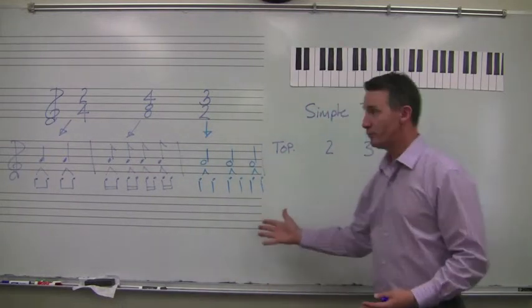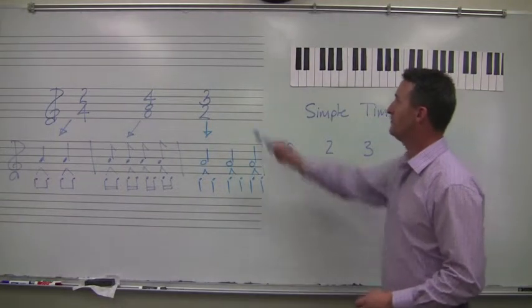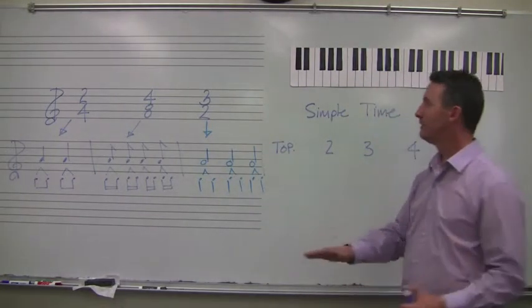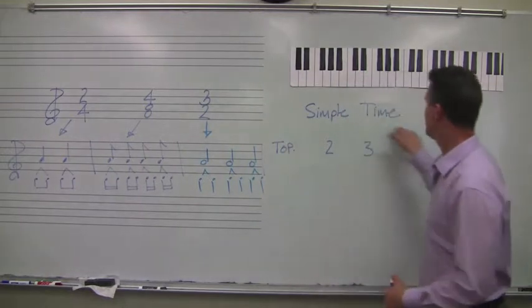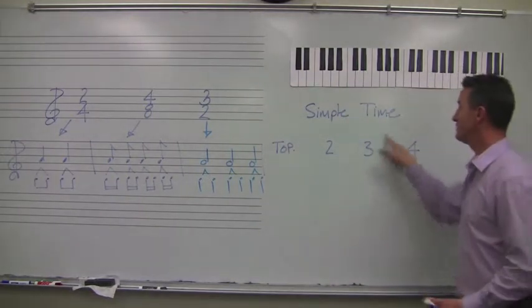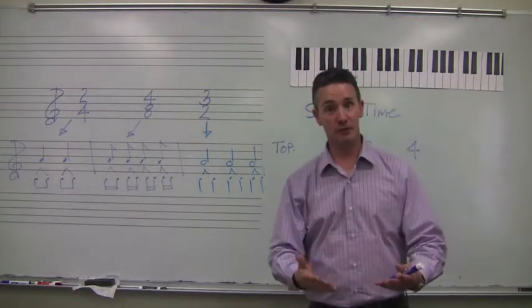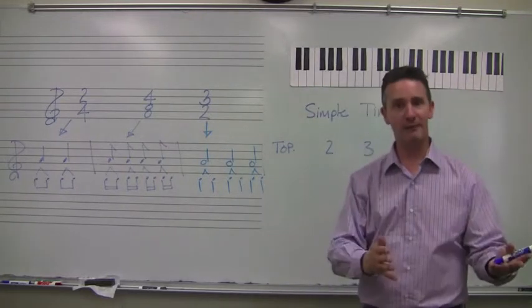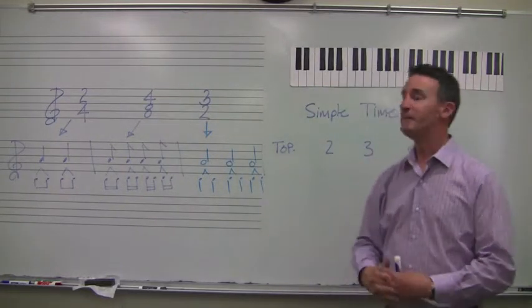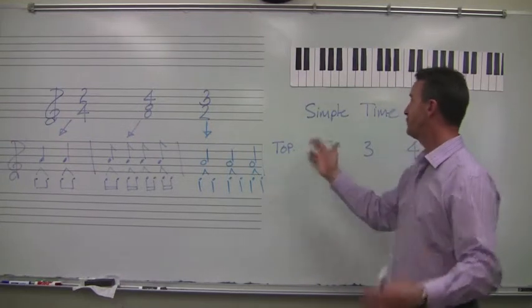And the same then will be true of this next one. Here we have 3/2 time. Again, the 3 on the top tells us it's simple time. It's 2, 3, or 4. It's got to be simple time. There are some other numbers we're going to look at which are going to tell us it's compound time. We'll look at those in the next video. But 2, 3, or 4 tells us it's simple time.